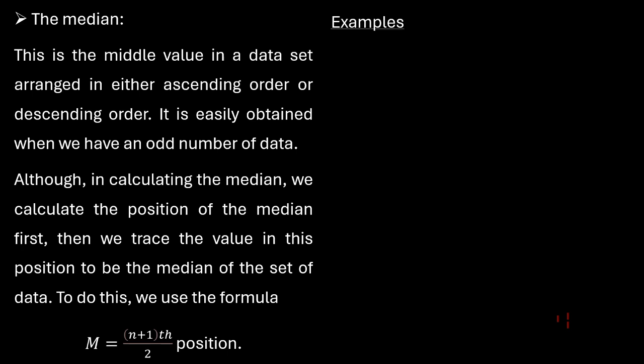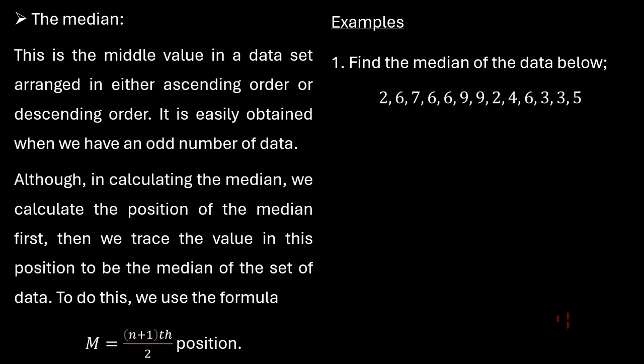Let's take some examples on that. The first example says, find the median of the data below: 2, 6, 7, 6, 6, 9, 9, 2, 4, 6, 3, 3, 5. Here's the solution to this. The first thing we need to do is to rearrange our data in either ascending order or descending order. And you can see that the data here has been arranged in ascending order.